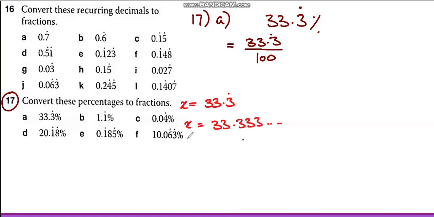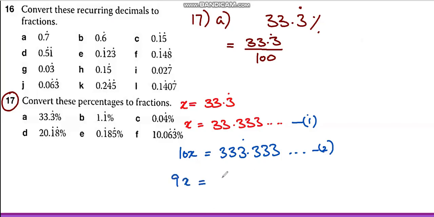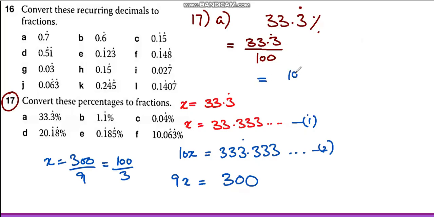Now if we multiply both sides by 10, we get 10x on the left side, and on the right side we get 333.333. If we call it equation 1 and equation 2, and subtract equation 1 from equation 2, we get 9x on the left side, and on the right side we get 300. So if we further simplify, we get x equals 300 divided by 9. If we divide by the highest common factor, which is 3, we get 100 divided by 3. So it means that we can replace 33.3, where 3 is the recurring decimal, with 100 divided by 3.